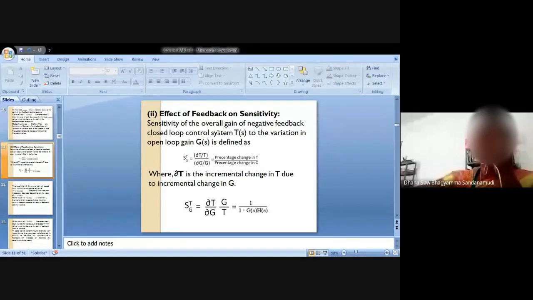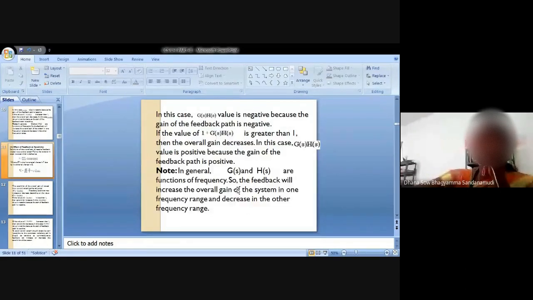I want to see how sensitive the system is because of feedback, so I am considering a negative feedback system. Sensitivity of a system is defined as the percentage change in the overall gain by the percentage change in the open loop gain. What is this percentage change? You can see change in T by T, partial differential we can say, dou T by T over dou G by G. So change in T is the incremental change in T due to incremental change in G.